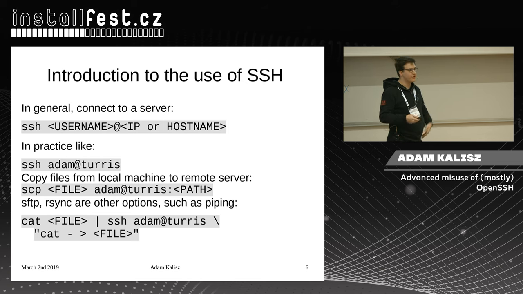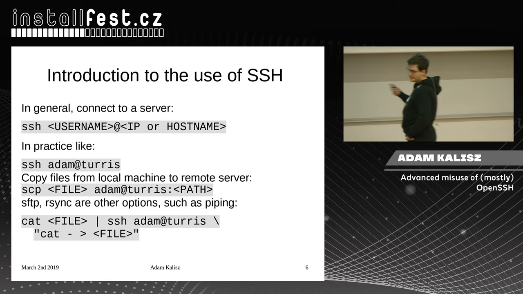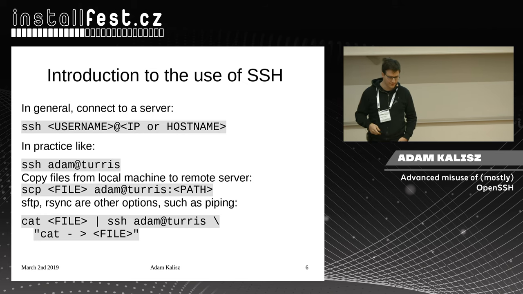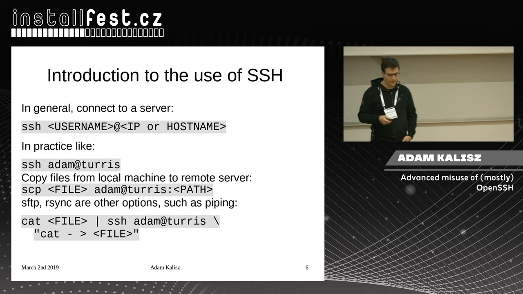So in general, if you connect from the command line, you type ssh, then the username at IP or host. In practice, this looks like, as I am Adam, I would connect to my server maybe using SSH as adam at Turris, that would be my router, for instance. Or I would copy files over SCP or SFTP, rsync, whatever. You can also pipe files through the SSH connection. Most people don't know that, or at least some administrators don't realize that is also a possibility.